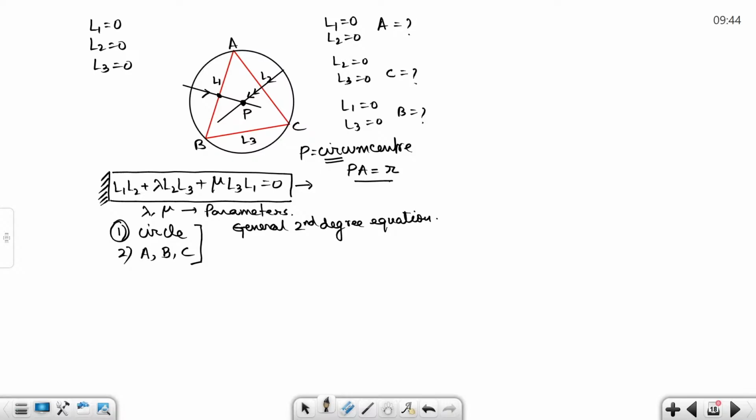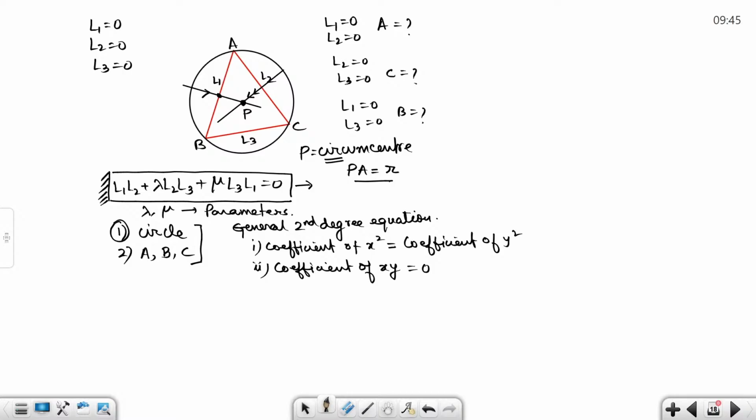A general second degree equation represents a circle when the coefficient of x square is equal to the coefficient of y square. Am I correct? This is the first condition. And the second condition is the coefficient of xy will be equal to 0, because there should not be any term containing xy. So if these two conditions are fulfilled, then we will say that this general second degree equation represents a circle.